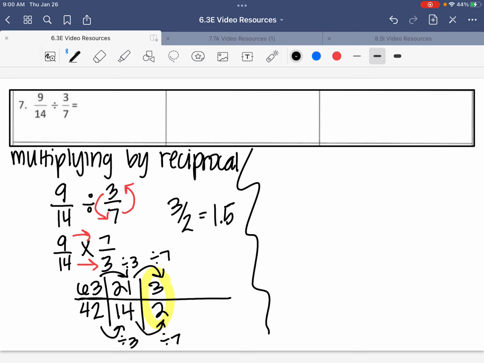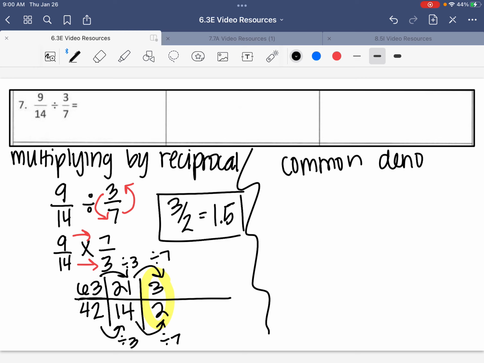Sorry, guys. 3/2, which is 1 and 1/2. So that is my answer. But we also want to see if we can do this using common denominators. So 9/14 divided by 3/7.